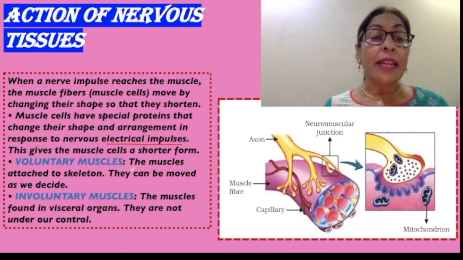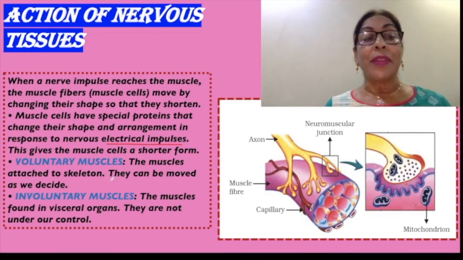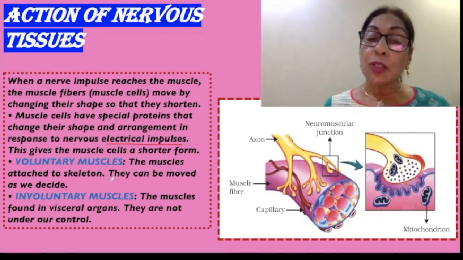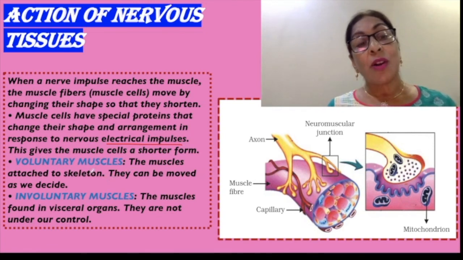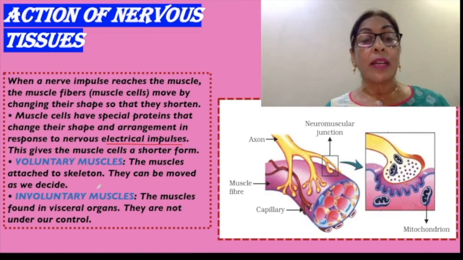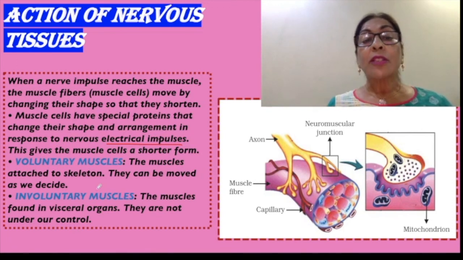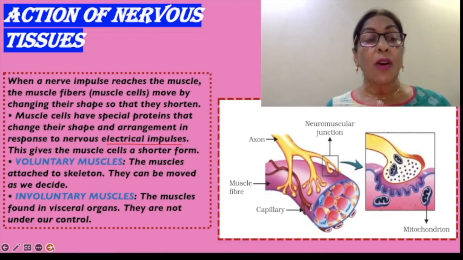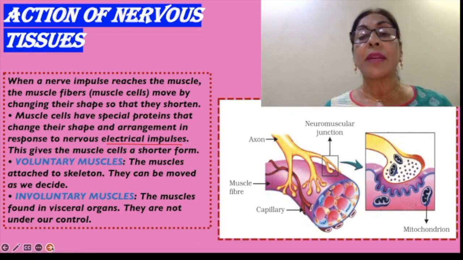The muscles attached to the skeleton can move according to our will, so they are called voluntary muscles. The muscles found in visceral organs are not in our control. For example, the muscles of the heart, the respiratory system, and the alimentary canal are called involuntary muscles.